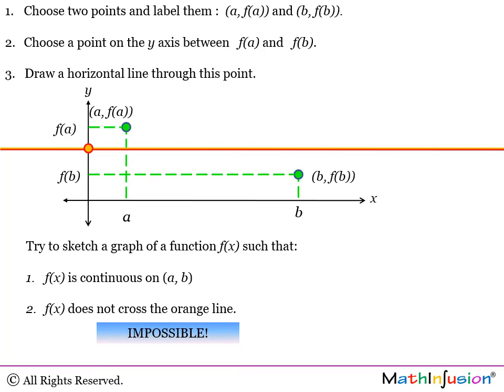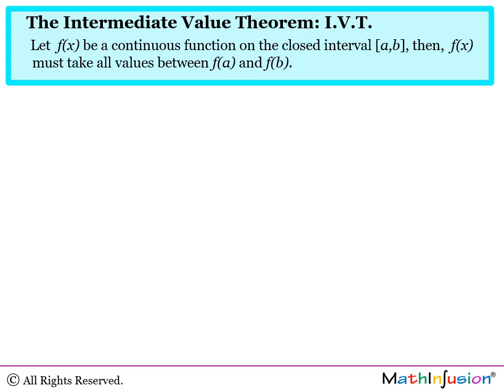This is definitely impossible because I need to reach from the point A, f(a) to B, f(b), and I need to go only from left to right because this is a function. It means that I cannot go back. And the question is, why is it impossible? Because there is a theorem that says the following.